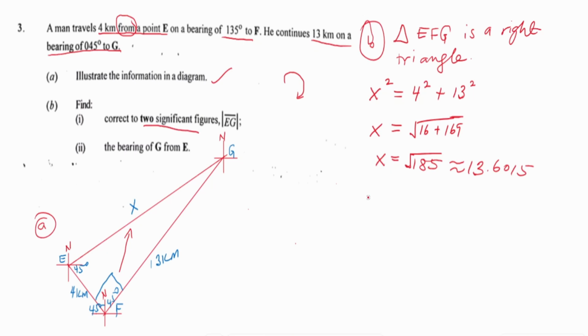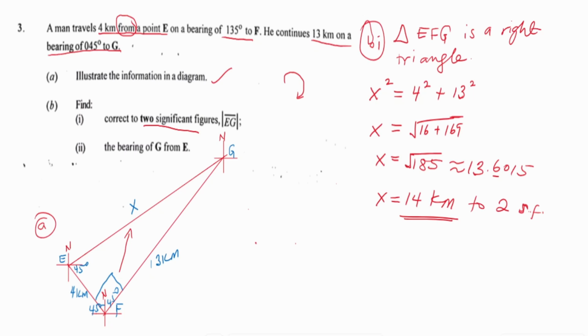But then we come back to this part of the question. We should write an answer to two significant figures. That means x will be equal to 14 kilometers, to two significant figures, because the next number is 6, which is more than 4. So we round it up to 14 kilometers. That is the first part of B. So let me make here I.